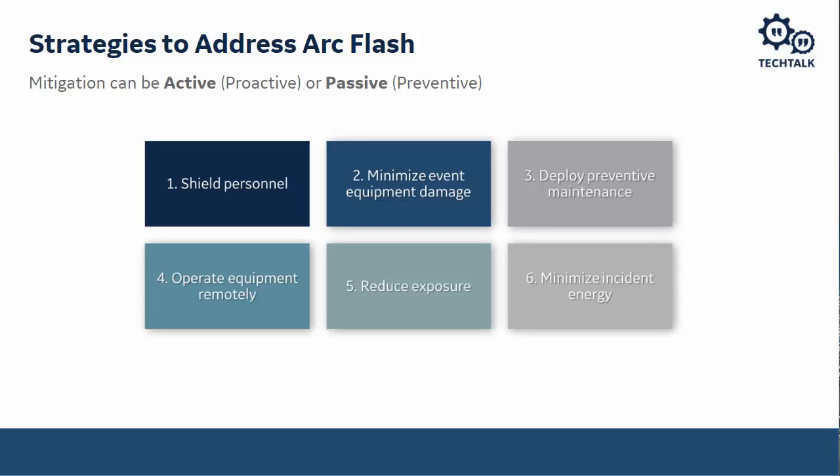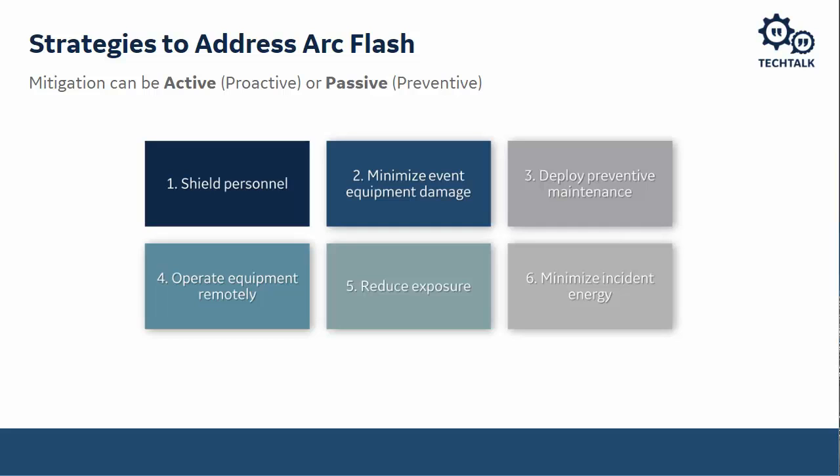Equipment damage. Preventative maintenance is always a big thing. We talked about contamination earlier, so keeping things clean. Doing infrared scanning, looking for any kind of hot spots that are building up. Operate equipment remotely. So if we can do things where we remove personnel from in front of a danger zone, that works great. That reduces exposure and minimizes the incident energy.